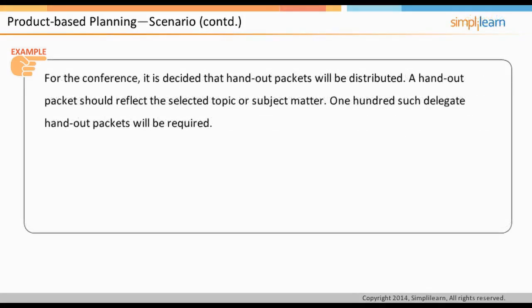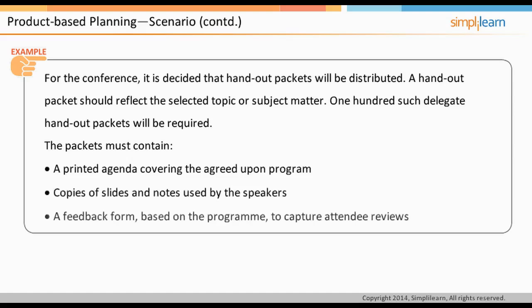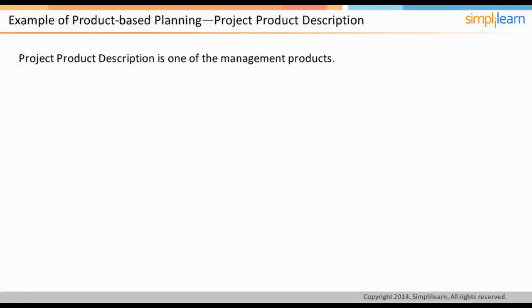For the conference, it is decided that handout packets will be distributed. A handout packet should reflect the selected topic or subject matter. 100 such delegate handout packets will be required. The packets must contain a printed agenda covering the agreed upon program, copies of slides and notes used by the speakers, and a feedback form based on the program to capture attendee reviews. Let's look at the conference project in Project Product Description in the next screen.